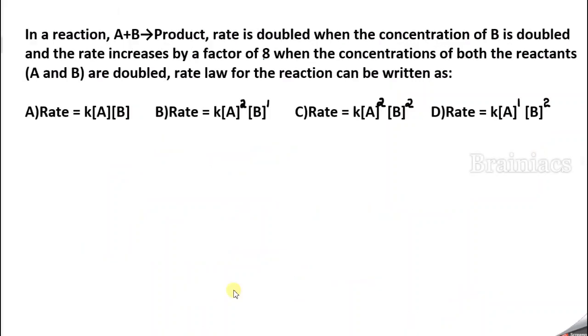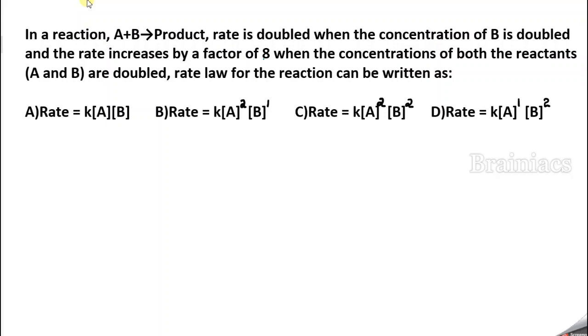Hi dear students, we have a new question in front of you. Today we are dealing with the chapter chemical kinetics. I hope you could see the question. In a reaction A plus B giving product, the rate is doubled when the concentration of B is doubled, and the rate increases by a factor of 8 when the concentration of both the reactants A and B are doubled. The rate law for the reaction can be written as. Okay, so this is the question. This is a previous question that came for NEET.